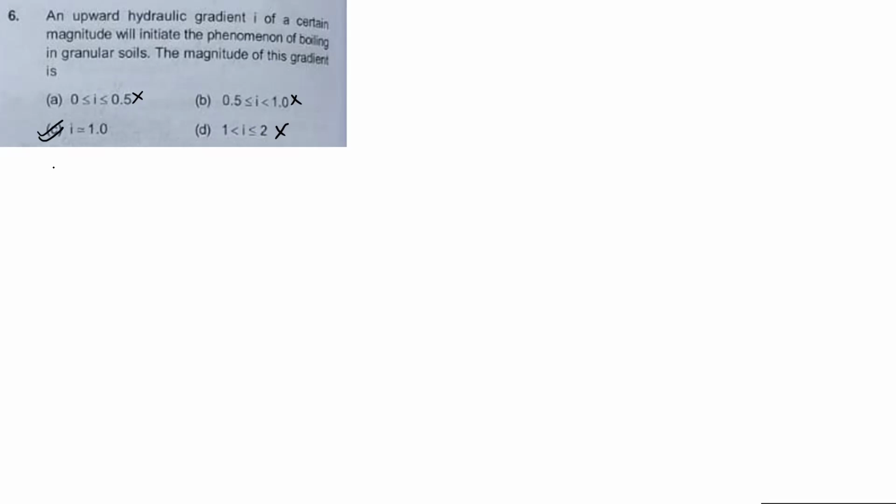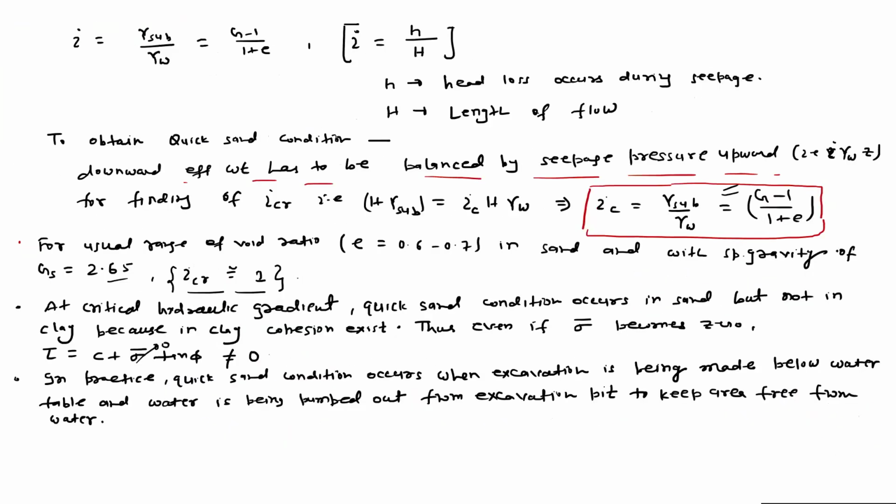This is also explained in question number 1. Let me show you in question number 1. Here, ICR is equal to 1 for the usual range of void ratio, e equal to 0.6 to 0.7 in a sand, and with specific gravity Gs equal to 2.75, ICR is approximately equal to 1. So this is the answer for question number 5.